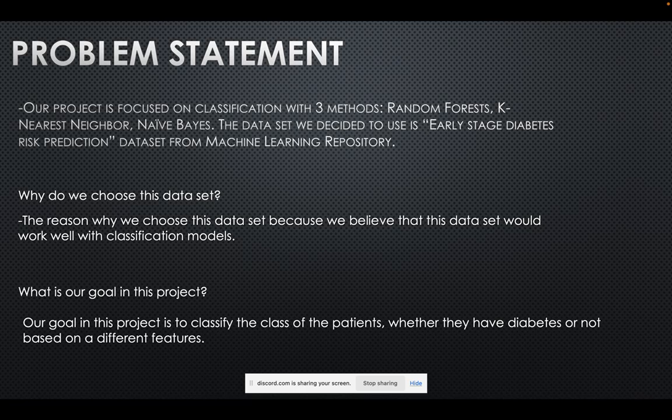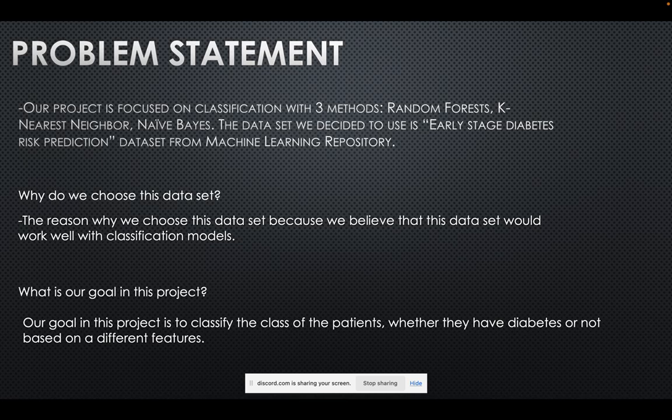So our problem statement. Our project is focused on classifications. For our classifications, we decided to use three methods: the random forest, K nearest neighbors (KNN), and naive Bayes. The data set we decided to use was early stage diabetes risk prediction. It was from the machine learning repository that we were recommended to use.